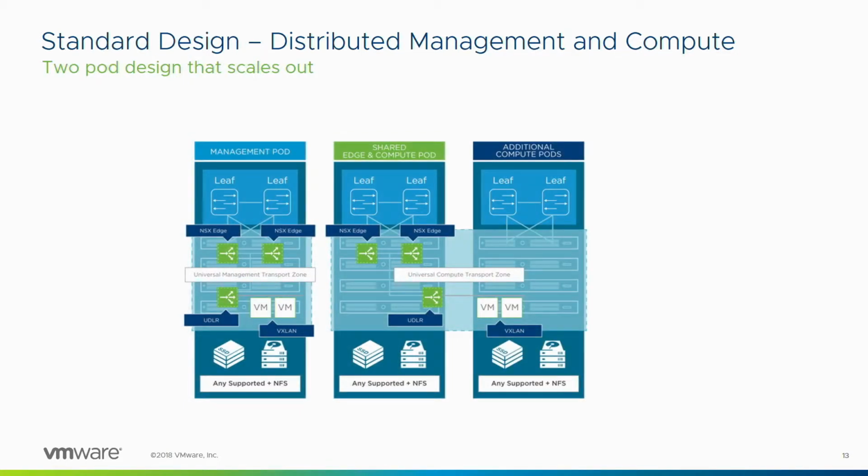And then if we want to be able to scale this environment out, you can see additionally on the end there, we have additional compute pods. So you can just stamp out additional compute pods. We don't need to change management necessarily because the management components don't really change. We just need additional compute environments to be able to stand up more VMs, more workloads for your tenants. So that's a repeatable model, and we don't necessarily need additional edge services for those pods either.